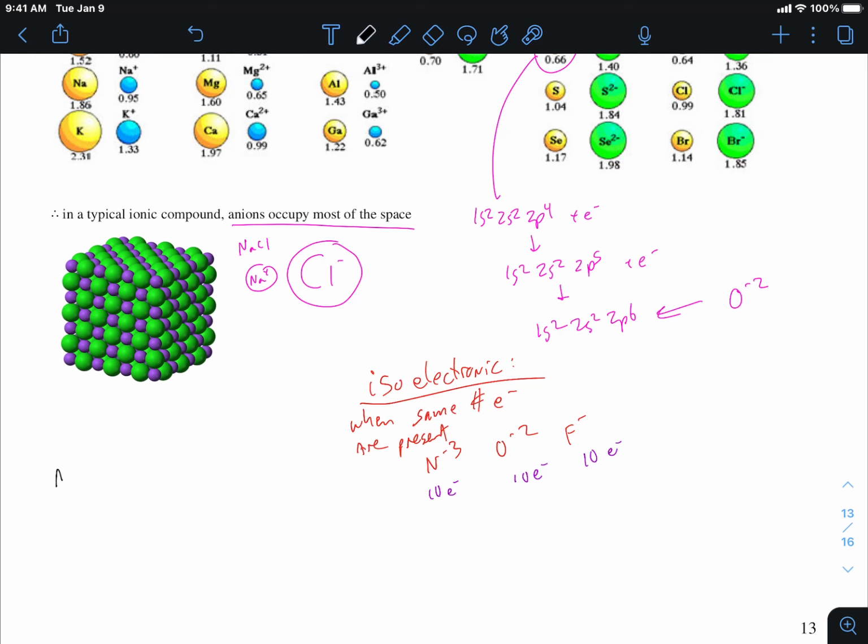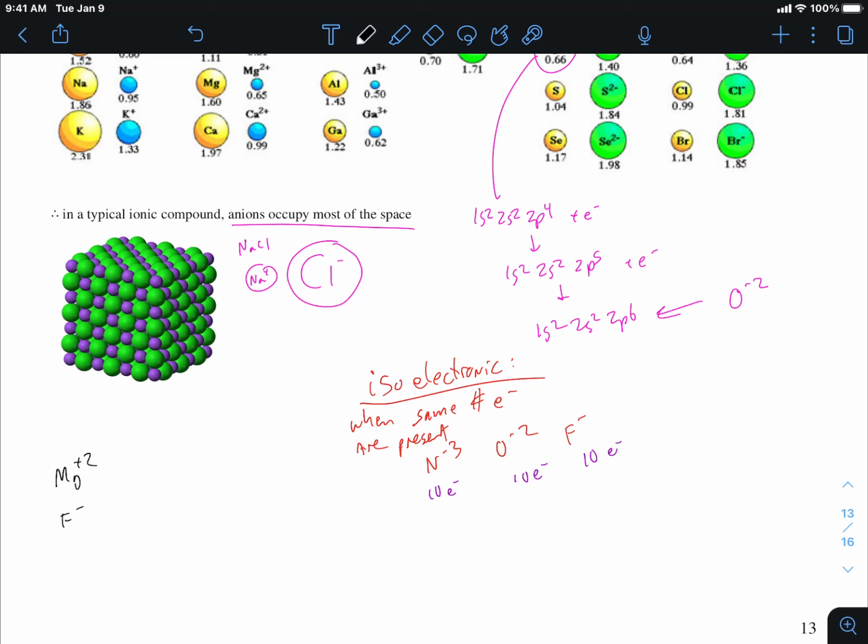Mg2 positive, F minus. All right, so magnesium ion or fluoride ion, which of these is larger or smaller?